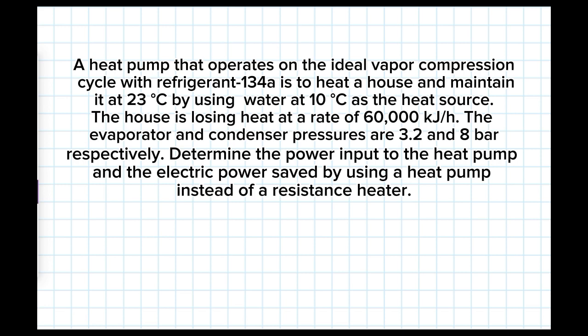A heat pump that operates on the ideal vapor compression cycle with refrigerant 134a is to heat a house and maintain it at 23 degrees Celsius by using underground water at 10 degrees Celsius as the heat source. The house is losing heat at a rate of 60,000 kJ per hour, and the evaporator and condenser pressures are 3.2 and 8 bar respectively. Determine the power input to the heat pump and the electric power saved by using a heat pump instead of a resistance heater.